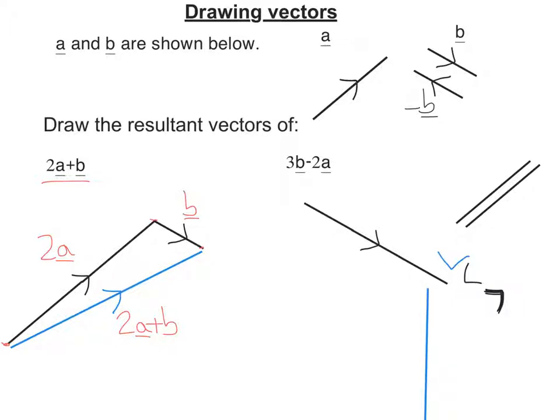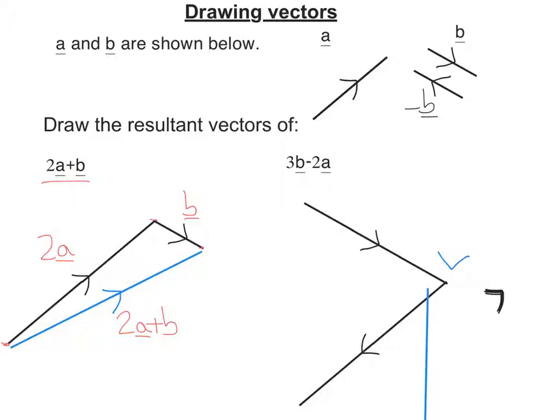Now I need minus 2A. So that's the same as adding minus 2A. Well, A goes this way, so minus A must be going downwards. So let's just add that on. There's 1, and that's 2, and it's going down there.